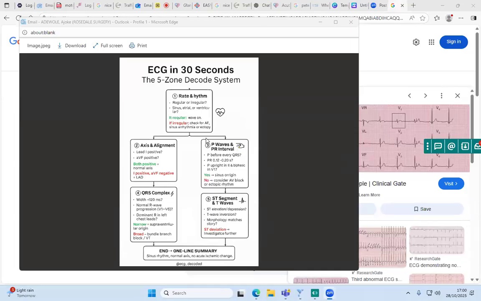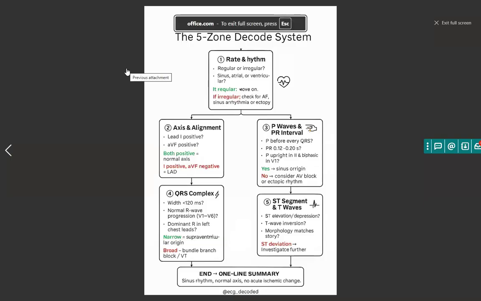Hello, good day. Today we just wanted to discuss the five method system. This is not the 5 zone decode system, to be fair, because there's another lecture that talks about the 5 zones of an ECG. But this is going to give you a flow chart that you can just have in your mind whenever you're seeing any ECG.